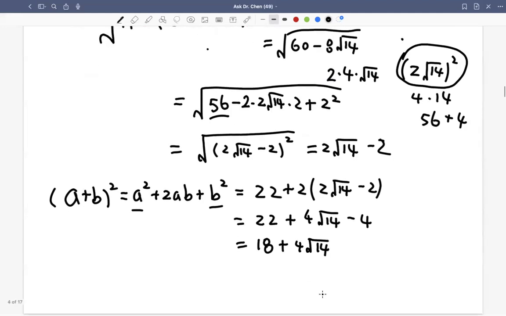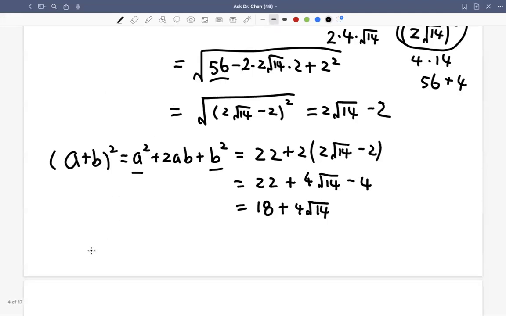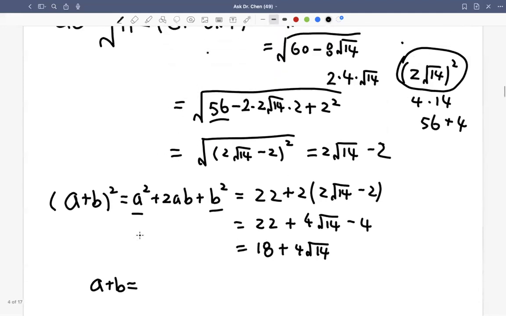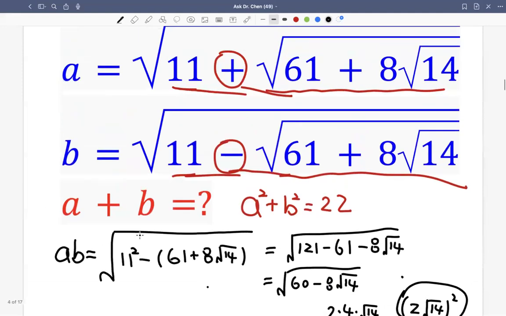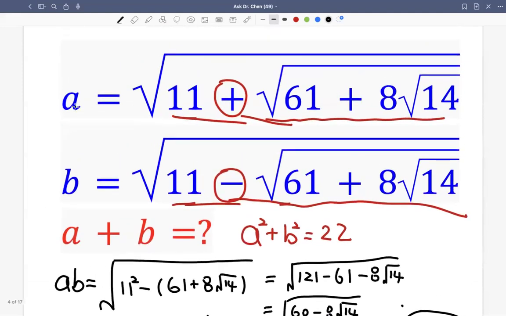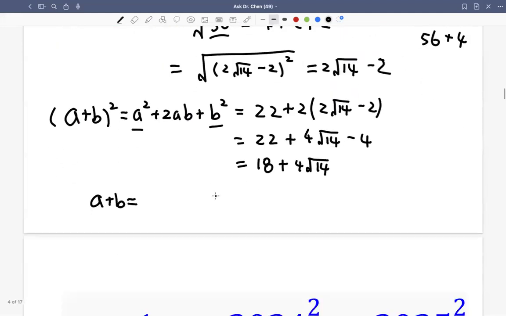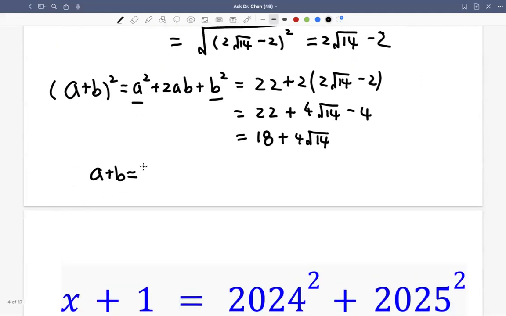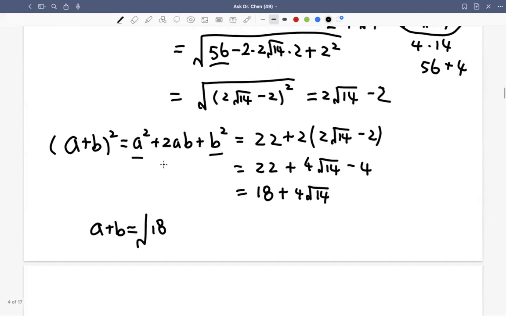So this is A plus B squared, but we want to find A plus B. That means we want to take the square root. Can we take the negative? We don't want the negative, because both A and B are positive square roots. So when we take the square root, we want the positive square root of 18 plus 4 radical 14. We write 4 radical 14 as 2 times 2 radical 14.